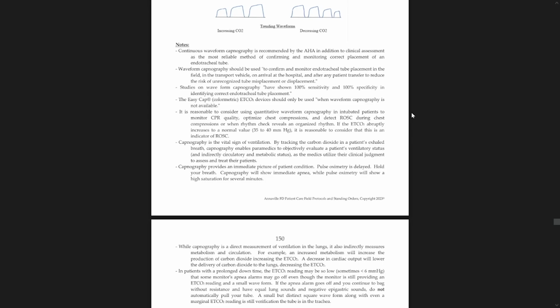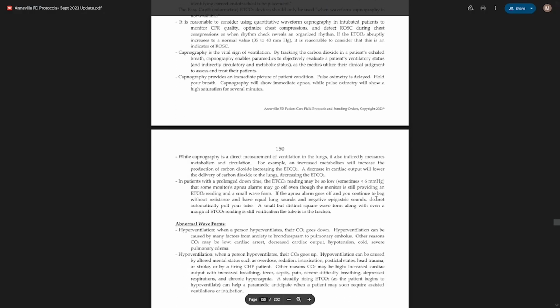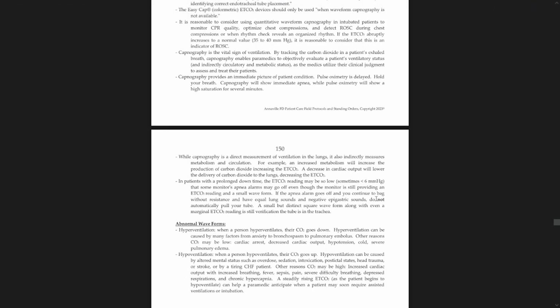By tracking the carbon dioxide in a patient's exhaled breath, capnography enables paramedics to objectively evaluate a patient's ventilatory status as the medics utilize their clinical judgment to assess and treat their patients. Capnography provides an immediate picture of patient condition. Pulse oximetry is delayed. Hold your breath. Capnography will show immediate apnea, while pulse oximetry will show a high saturation for several minutes.